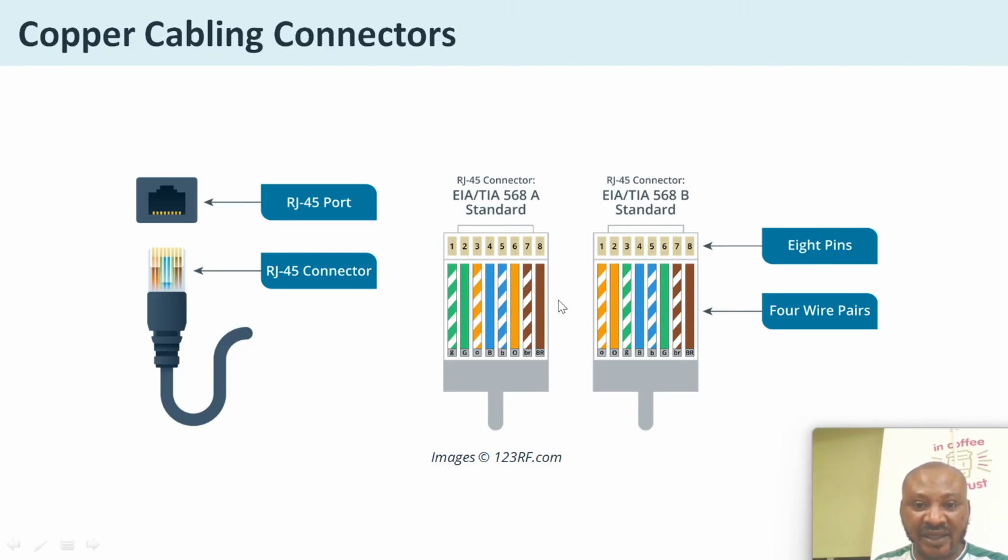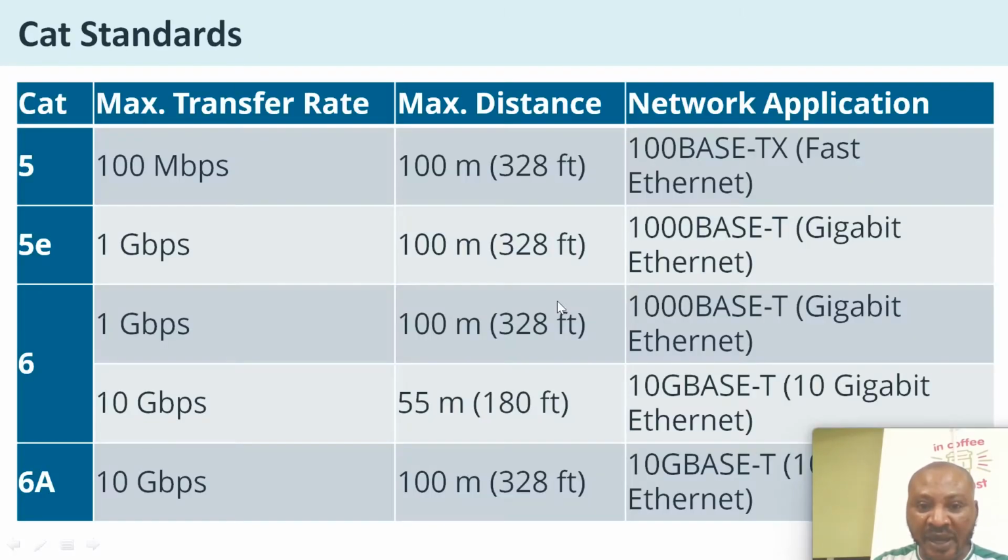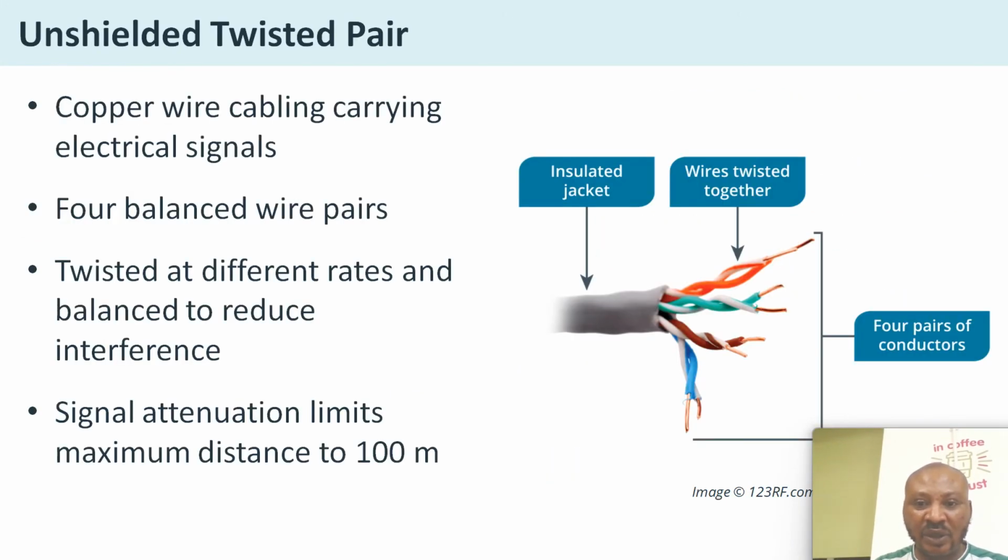See, they are wires. If you take a look earlier, we showed you about these wires. See, all these wires: we have orange, orange-white, green, green-white, brown, brown-white, then blue and blue-white.